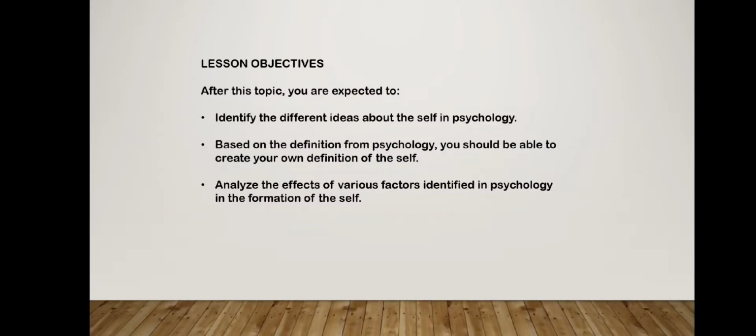For today's discussion on understanding the self, it is all about the self as a cognitive construct. Here are the lesson objectives. After this topic, you're expected to first identify the different ideas about the self in psychology. Second, based on the definition from psychology, you should be able to create your own definition of the self. Third, analyze the effects of various factors identified in psychology in the formation of the self.